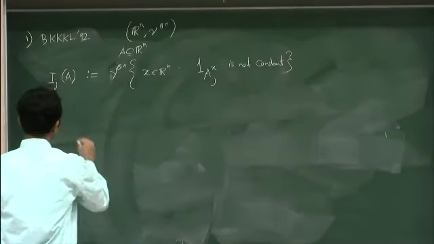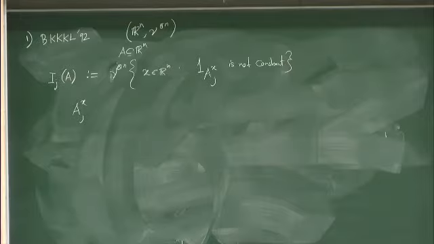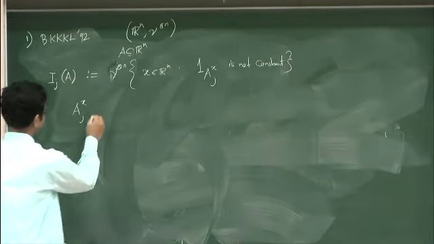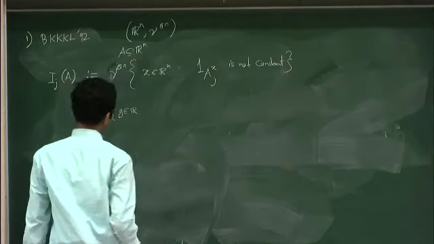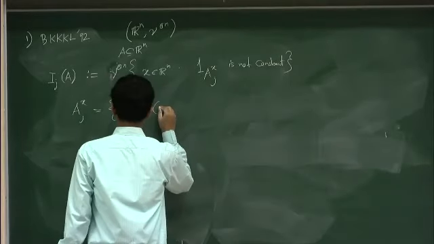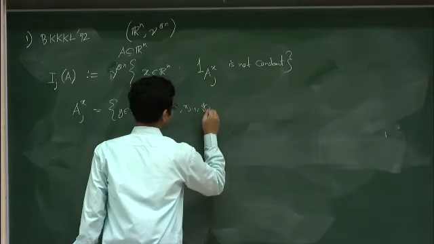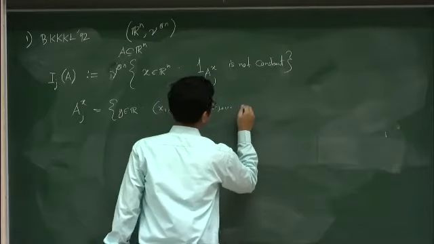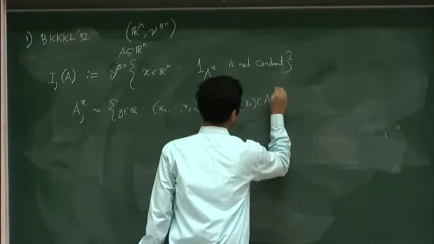Where this A_xj is the fiber of x along the direction j. So this is a one-dimensional set: the set of all y in R such that (x1, up to x_{j-1}, y, x_{j+1}, up to xn) belongs to A.